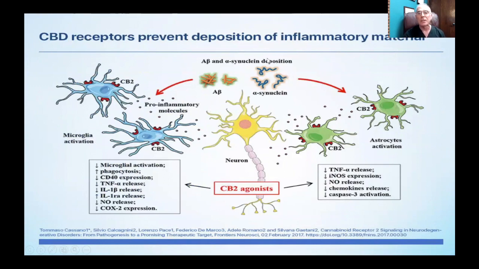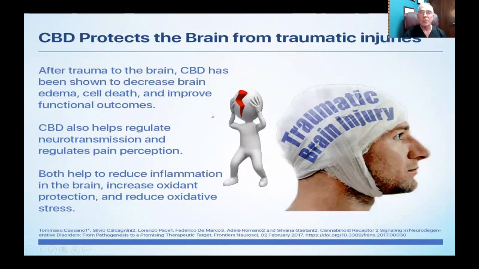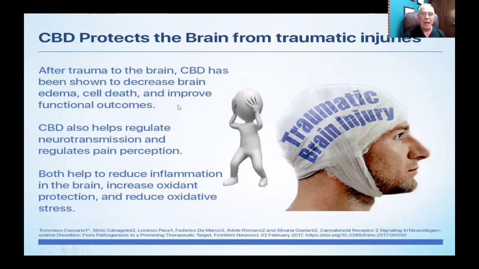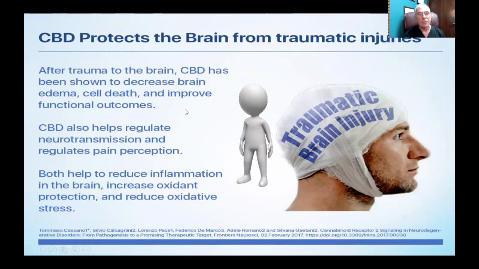And the result is you have less of this alpha-synuclein, which we call part of the deposition of the inflammatory tangles, and also the beta amyloid. Less of this, so you've got protection against the degenerative problems. Similarly, you've got protection against traumatic brain injuries with CBD. The CBD has been shown to decrease brain edema, death of the cells, and improve the functional outcomes over the long time.